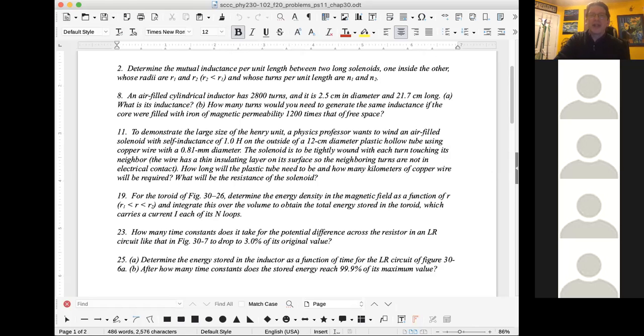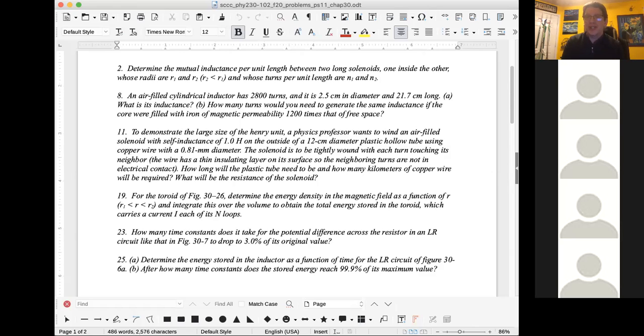For question 11, to demonstrate the large size of the Henry unit, a physics professor wants to wind an air-filled solenoid with self-inductance of 1.0 henries on the outside of a 12 centimeter diameter plastic hollow tube using copper wire with a 0.81 millimeter diameter. The solenoid is to be tightly wound with each turn touching its neighbor. The wire has a thin insulating layer on its surface, so the neighboring turns are not in electrical contact. So how long will the plastic tube need to be, and how many kilometers of copper wire will be required? What will be the resistance of the solenoid?